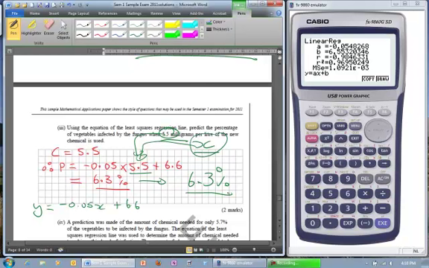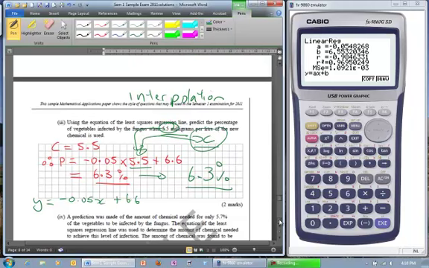Okay, predict the percentage of vegetables affected by the fungus. We think 6.3% are going to be affected if we put that in there. Okay, that is called interpolation, because it's within the data range that we're using.